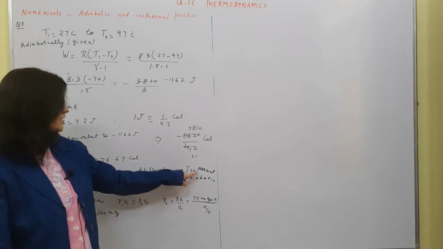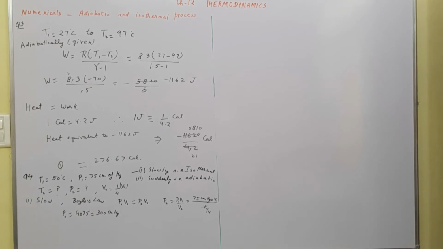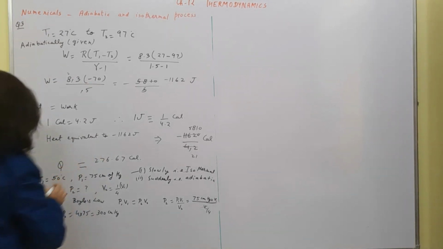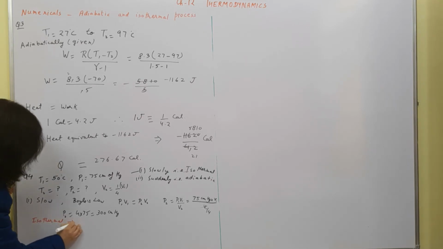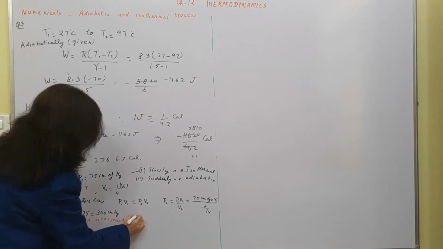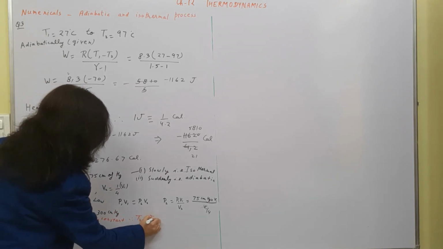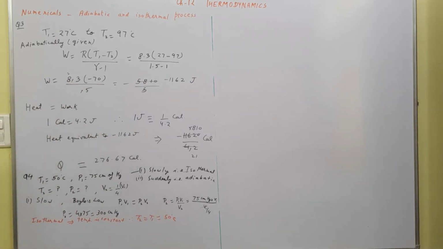Now you have to find out the temperature as well, but we know that this is an isothermal process. So in an isothermal process the temperature remains constant. So therefore T2 is equal to T1, which is 50 degrees Celsius only, right? Now let's take the second case.